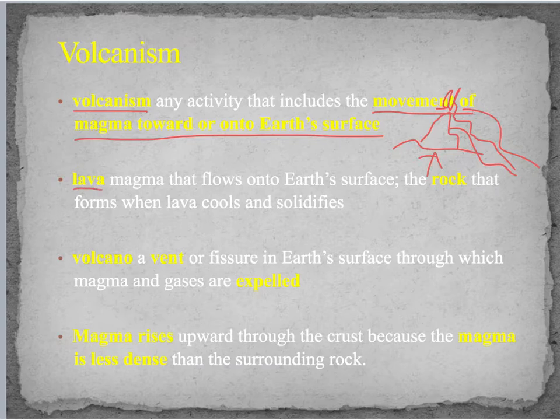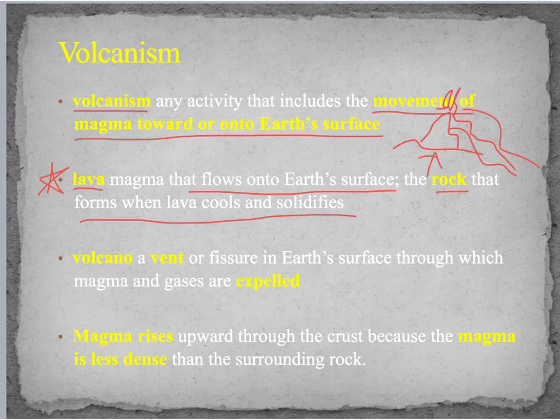Now, we already talked about magma. Lava is something different, so you really have to know the difference here. Lava is magma that flows on the Earth's surface, okay? Igneous rock is rock that forms when lava cools and solidifies, okay? It's also known as that as well. So lava is magma on the surface. It doesn't become lava until it breaks through to the surface.